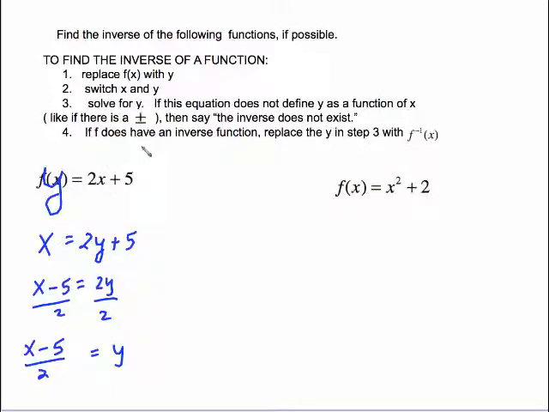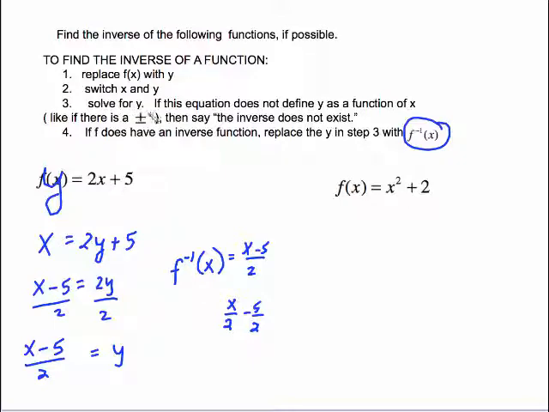Now, it says if f does have an inverse function, replace the y with this notation right here. You've seen this notation before. This is the inverse notation. So my answer would be inverse of the function equals (x minus 5) over 2. Now, it's okay if you want, you could separate this out to be x over 2 minus 5 halves, but you don't have to go that far. Now, go back a second.